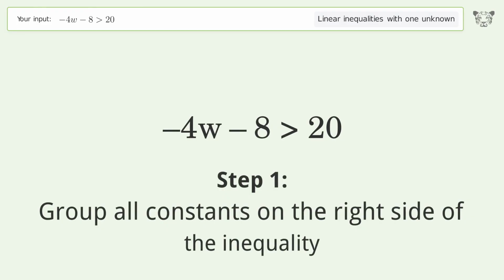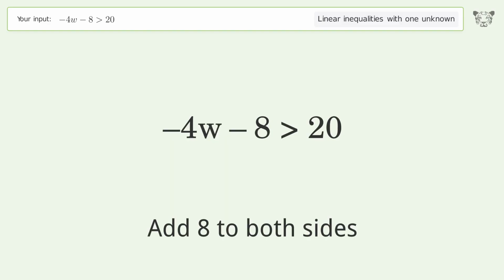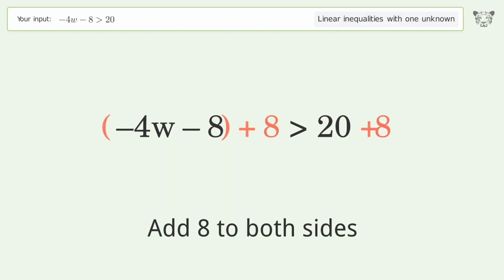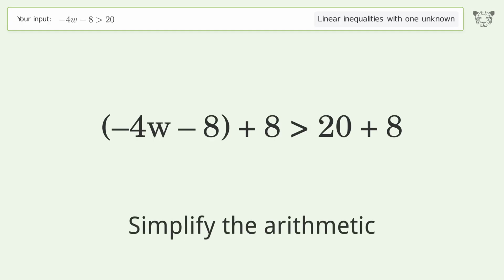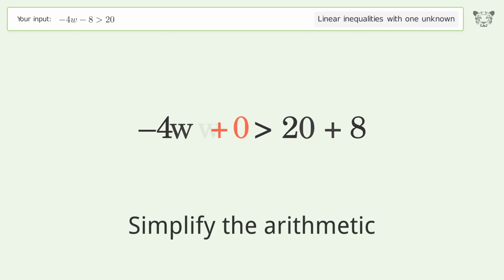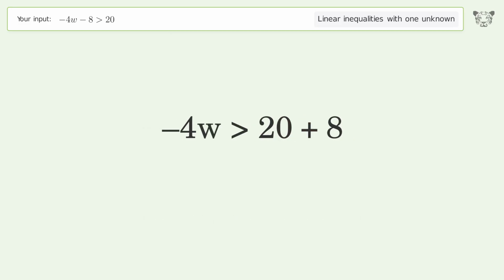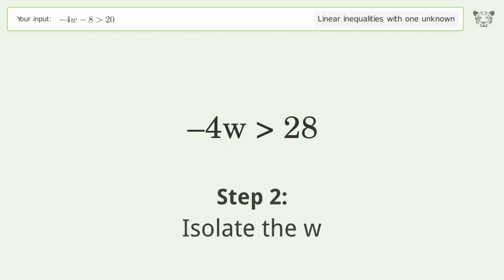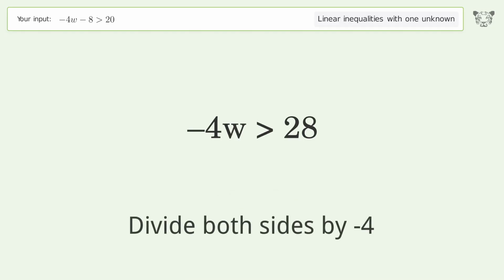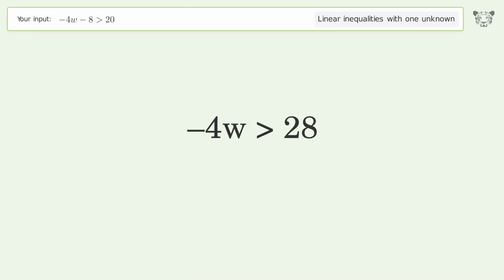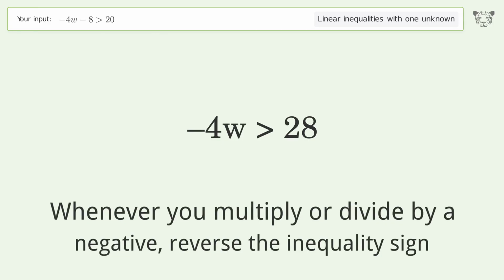Group all constants on the right side of the inequality. Add 8 to both sides. Simplify the arithmetic. Isolate the w. Divide both sides by -4. Whenever you multiply or divide by a negative, reverse the inequality sign.